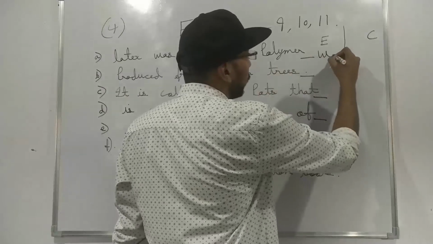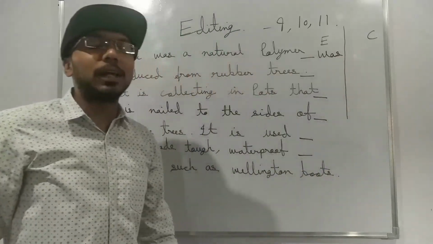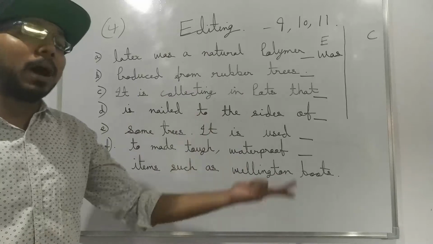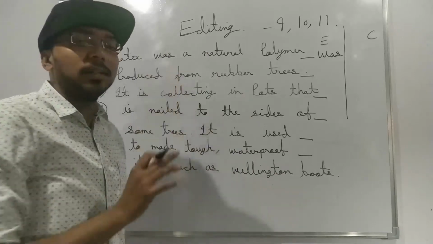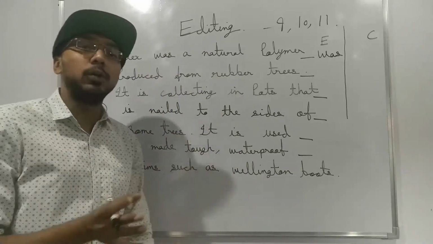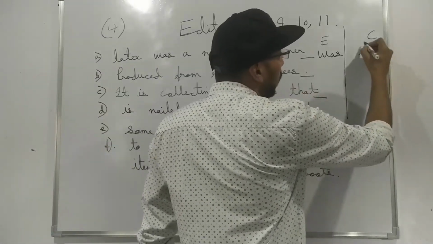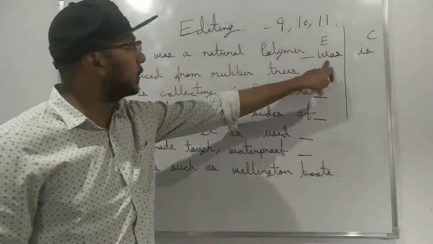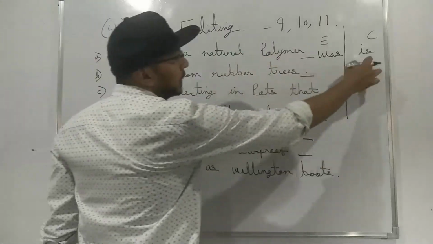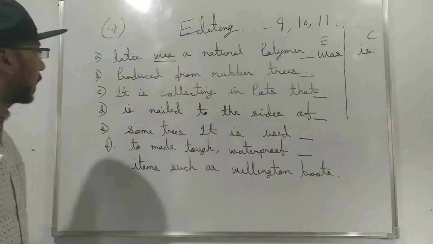So your error is was, because it means that latex was produced in the past. But the correct situation is that latex is produced in present era also. That is why we will convert it into present tense. Was will be converted to is. Error of tense. First line.